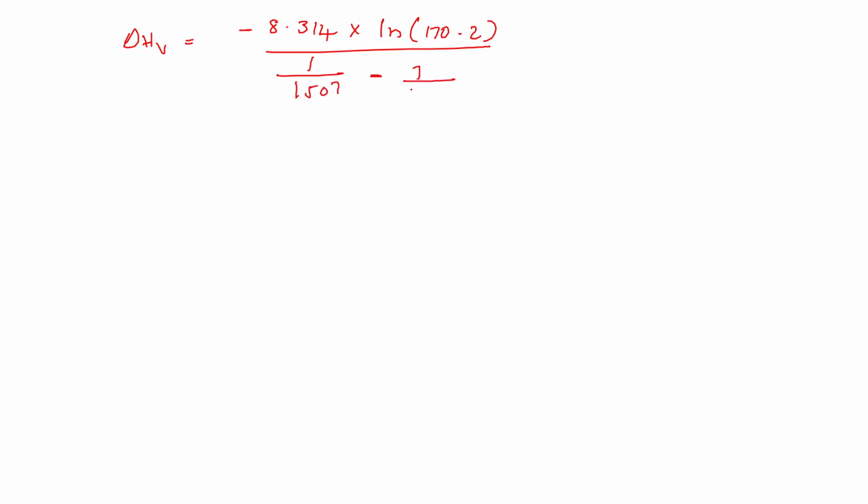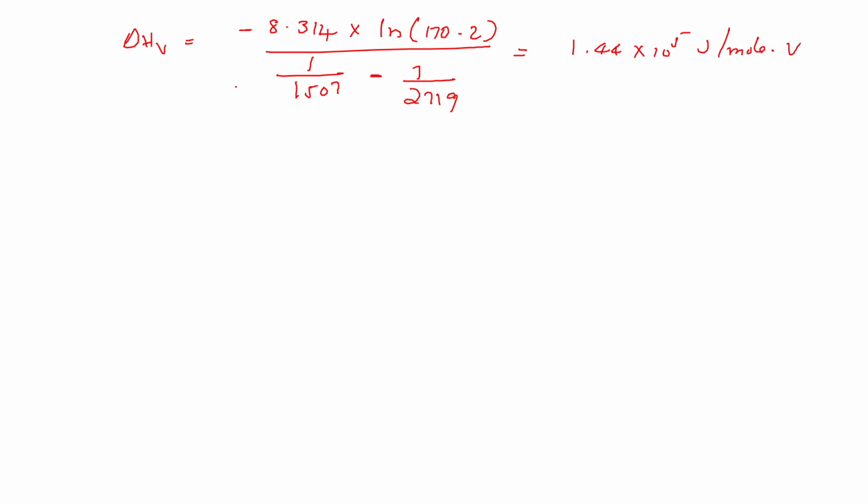It will be like you will get delta HV is equal to minus 8.314 times log 170.2 divided by (1 over 1507 minus 1 over 2719). If you solve this, you definitely will get 1.44 times 10 to the power 5 joule per mole per vacancy.